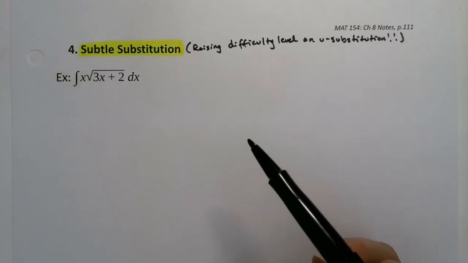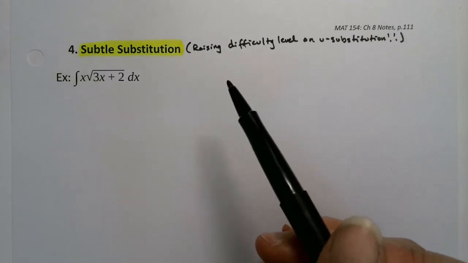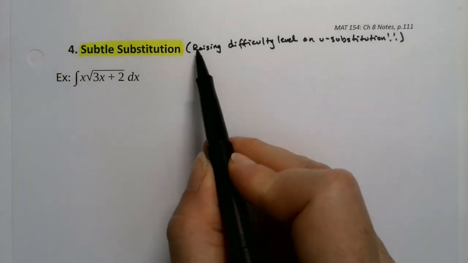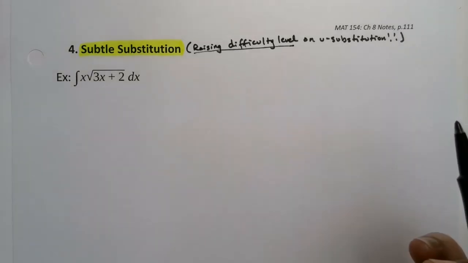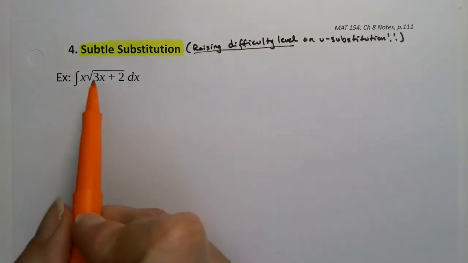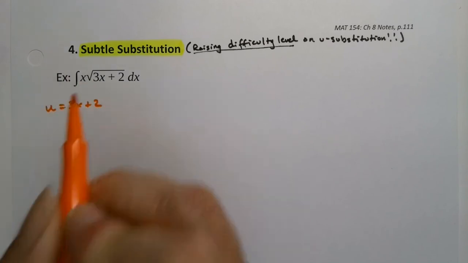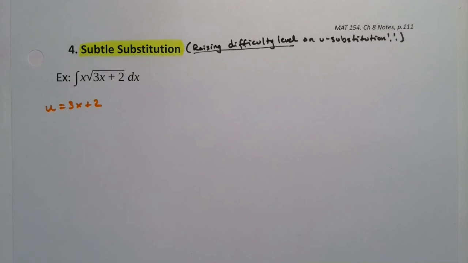So we learned U sub, and we also at the same time learned how to do some subtle substitutions. In other words, we're raising that difficulty level on those substitutions. All right, so let's practice that. Now the top one is one you probably have seen before. You rather obviously know that U is 3x plus 2, right? Because it's inside another function.